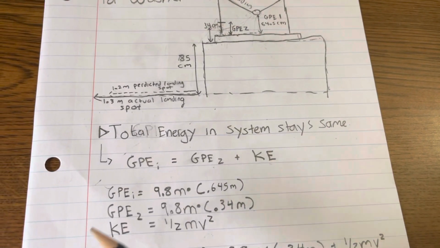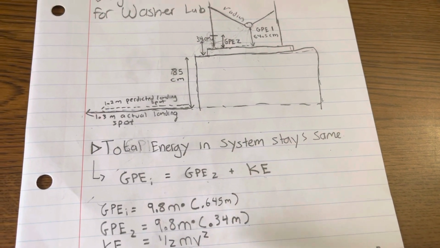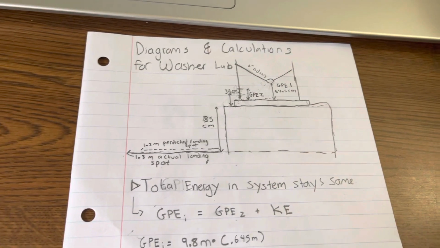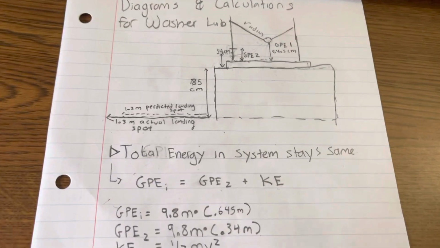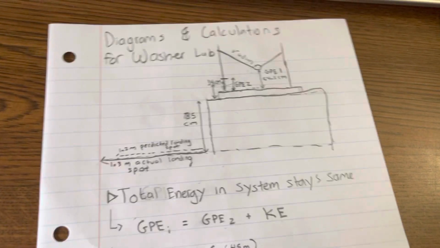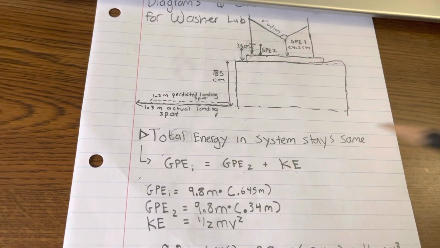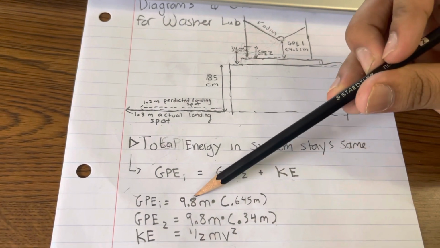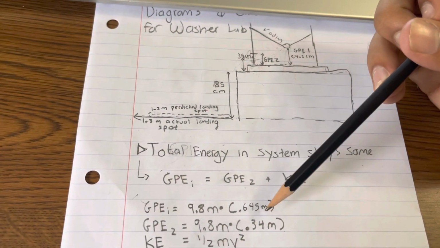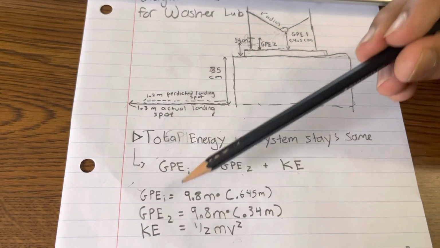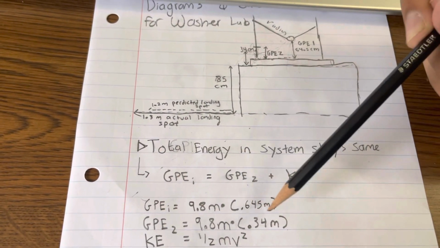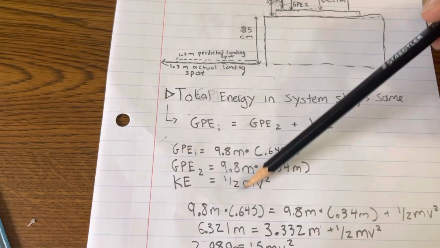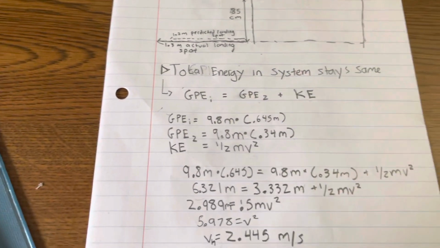And the kinetic energy is equal to one half mv squared, and we can use that to find the velocity, which we can use to find the predicted landing spot. And we don't need to know the mass because the masses will cancel out. So the equation for gravitational potential energy is the acceleration due to gravity, 9.8, times m times your distance. So GPE1 is equal to 9.8 m times 0.645 meters, and then this one right here, and then our kinetic energy is 1/2 mv squared, and all of our m's are the same since it's the same washer.